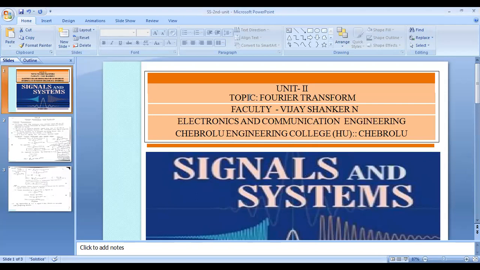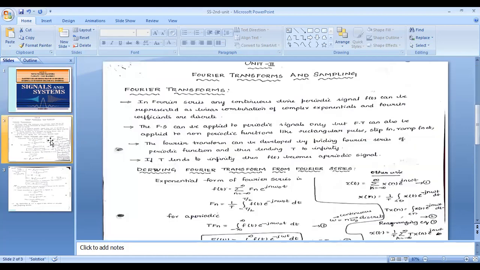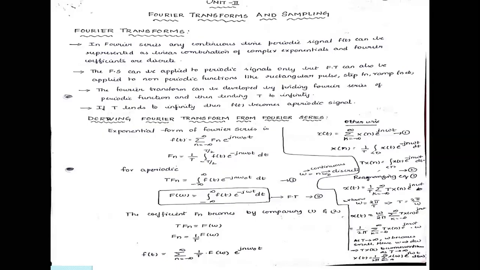Today, we are going to discuss the Fourier transform. In the previous classes, we already discussed the Fourier series and the relation between the Fourier series and the Fourier transform. So, let us first see what a Fourier transform is.